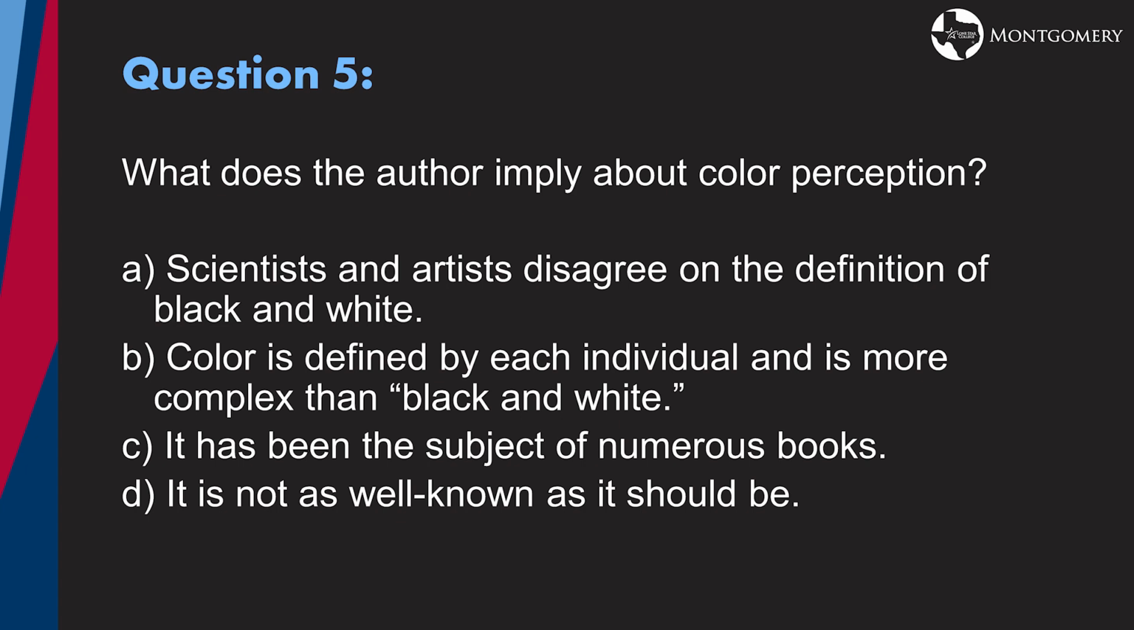What does the author imply about color perception? A. Scientists and artists disagree on the definition of black and white. B. Color is defined by each individual and is more complex than black and white. C. It has been the subject of numerous books. Or D. It is not as well known as it should be.